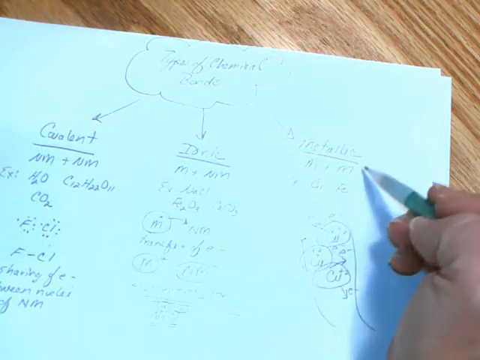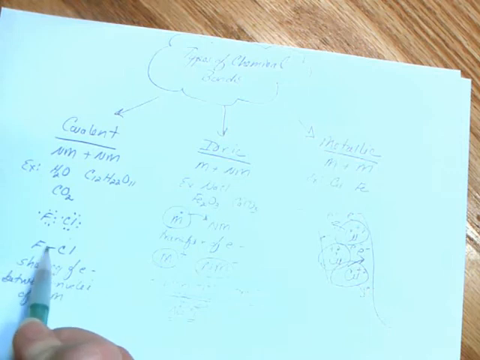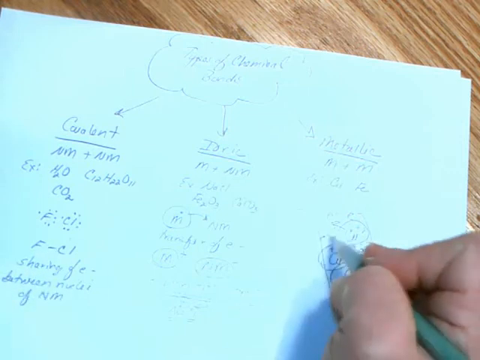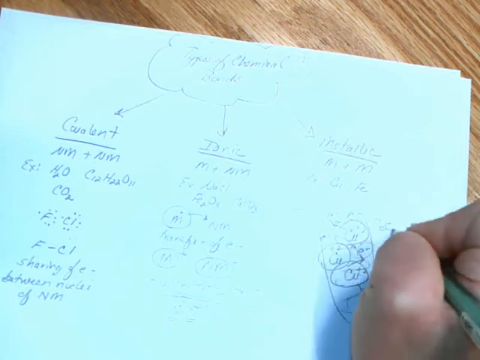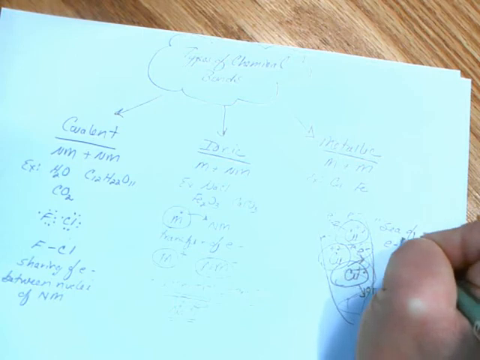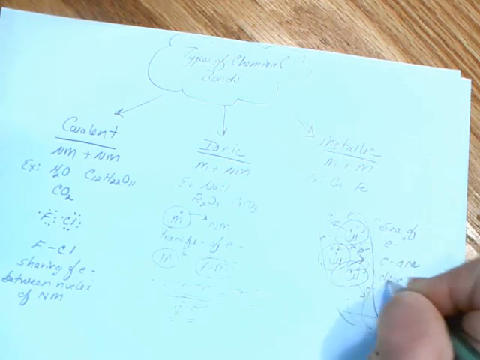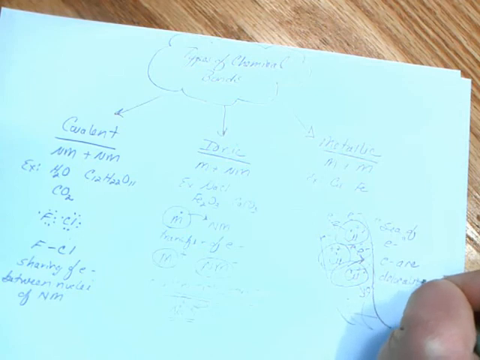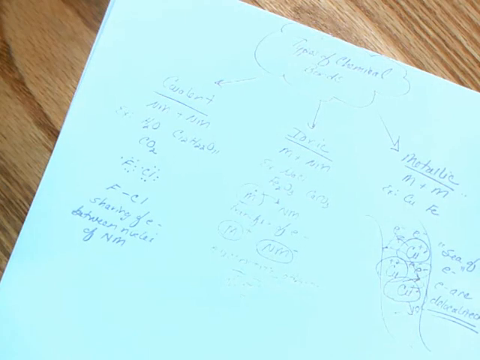So, in metallic bonding, the electrons do not have a home. Here, the metal gives to the nonmetal. Here, they're shared between elements. Here, the electrons are free to roam between all of the cations. We call metallic bonding a sea of electrons. The electrons are delocalized. They do not have an official home. So that gets us started looking at chemical bonding.